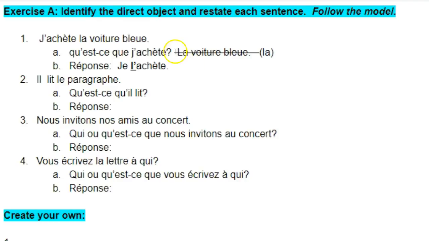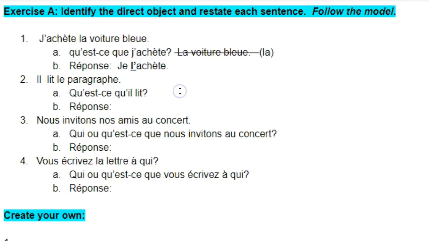So notice that we identify the subject, j'achète, and the verb, and then what's left is the object, la voiture bleue. I would take that out and I would substitute it with the object pronoun. It's feminine, singular, so la is our answer. To replace that in the sentence, we put it in front of the active verb that it's linked to. Je l'achète. Notice that the A is collapsed because of the A at the beginning of the verb acheter.